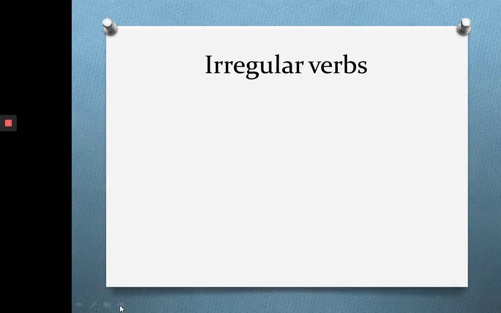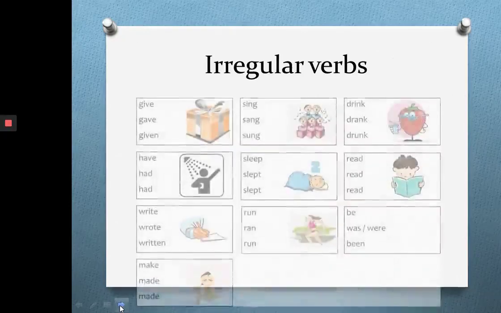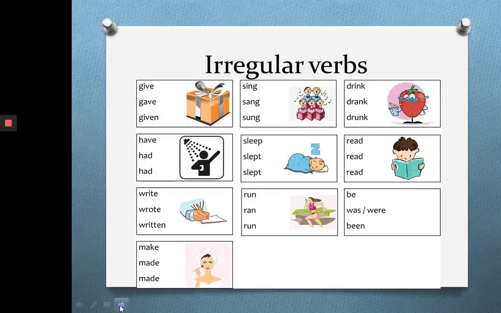And now I will show you some of the most common irregular verbs. These are 10 verbs that we use very often. For example, give, što znači dati, past simple is gave, and past participle form is given. Sing, pjevati, sang, past tense, and sung is past participle. Drink, piti, past tense is drank, and past participle is drunk.